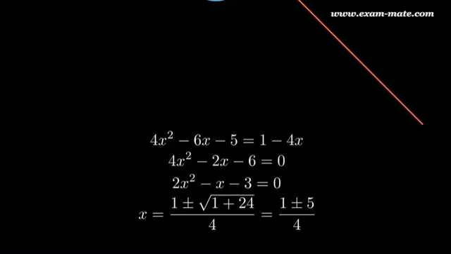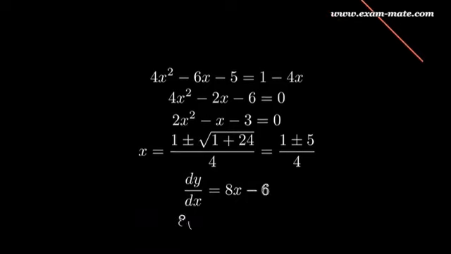Now for the tangent at point B. The derivative of our curve is 8x minus 6. At x equals 1.5, this gives us a slope of 6. So our tangent line has equation y equals 6x minus 14. Finally, we draw the horizontal line through A, which has equation y equals 5.